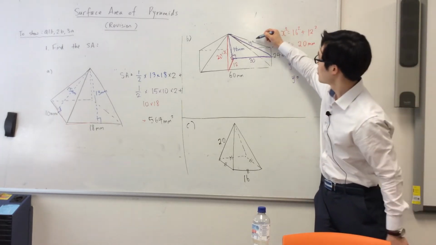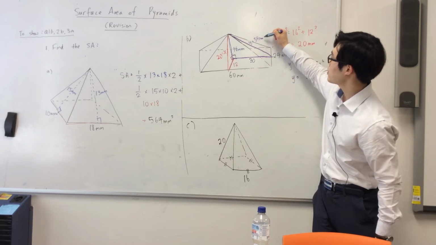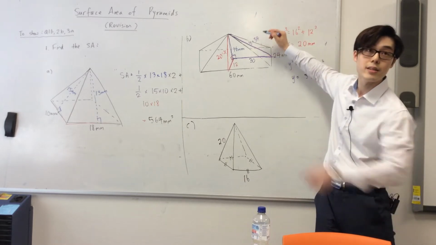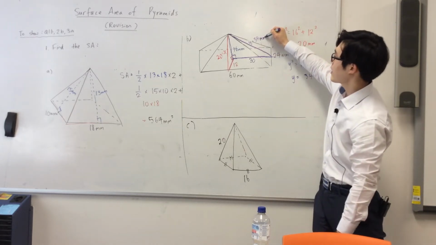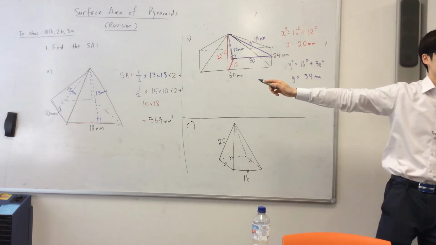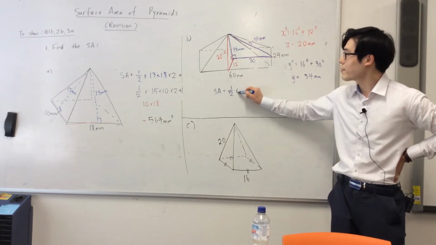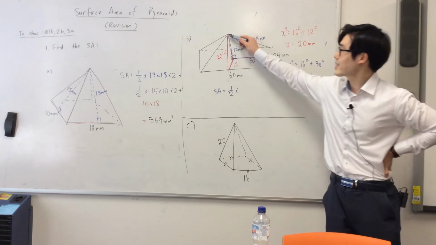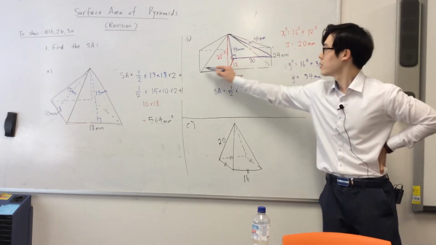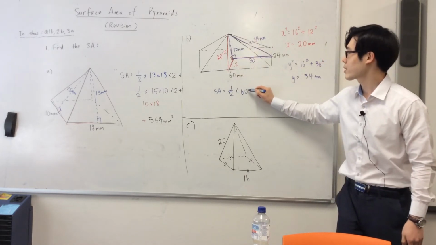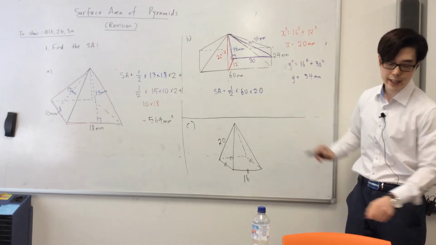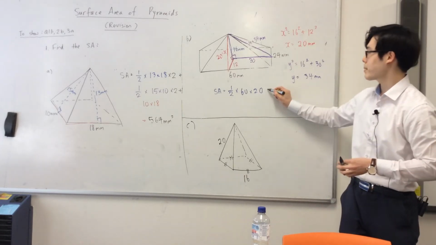Once you've found all those details, it's basically the same question as the first one that we did. Area of the front face: what am I timesing? The slant height, 20, and what? 60 times 20, half times that. What do I have to do on top of that again? Times by 2 because it's the front and the back.